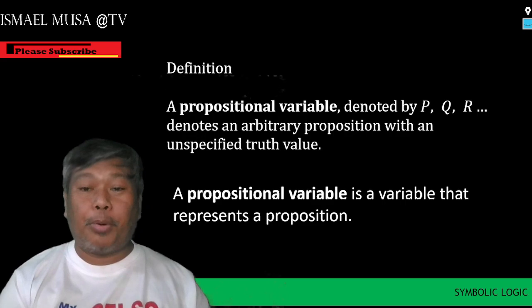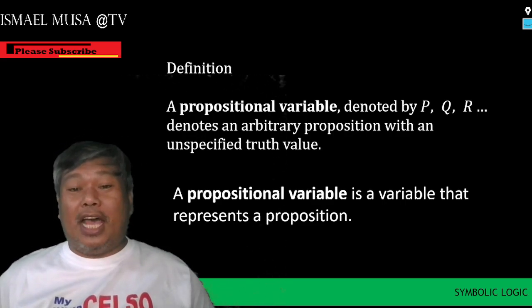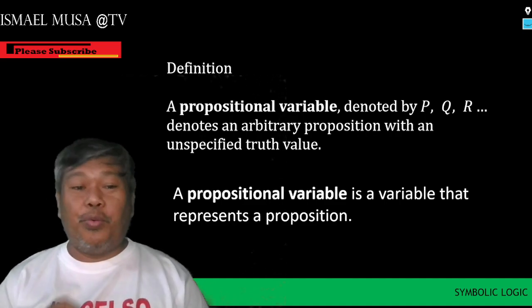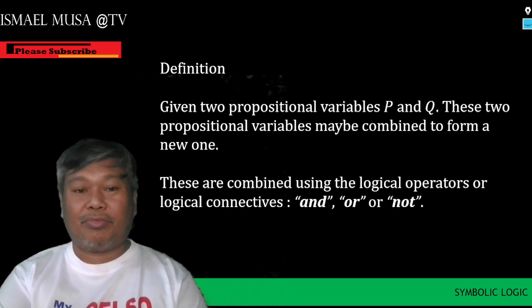We call it a propositional variable, and the truth value is unspecified. Therefore, we assign a truth value. Okay, let's have some practice.